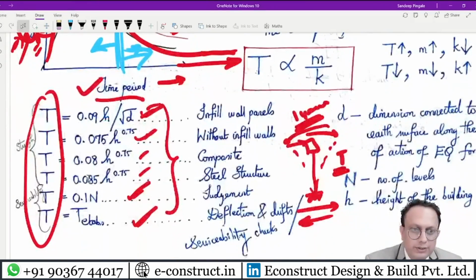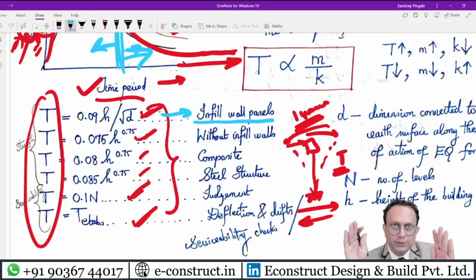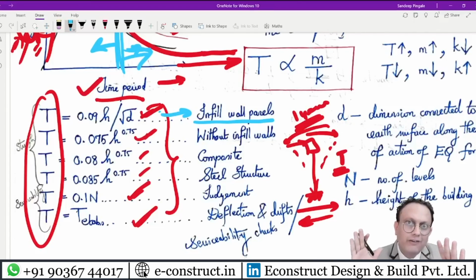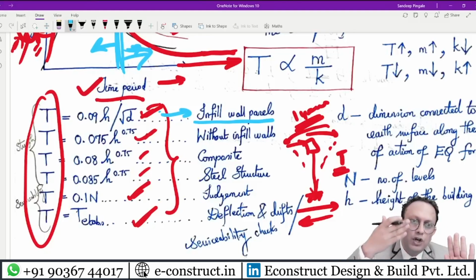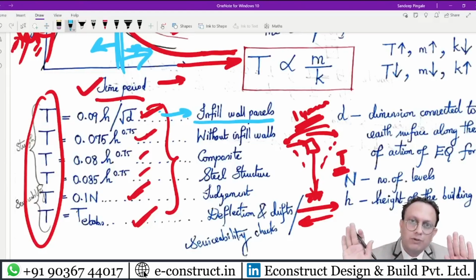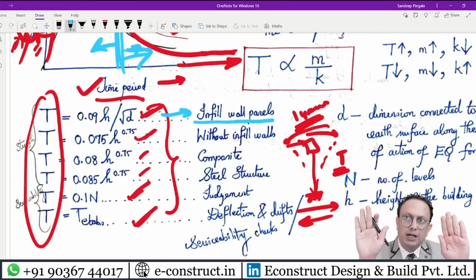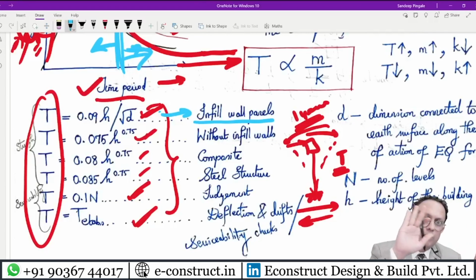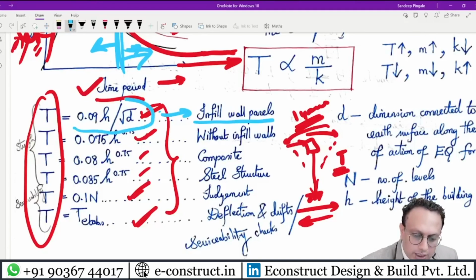What is that all about? This particular formula is for infill wall panels, meaning between the two columns, between the shear walls and between the frames, we have infill walls, some kind of partition walls like brick wall or block wall, not the glass wall. Whenever the earthquake comes, this wall will be transferring the amount of shear to the other wall. So this is the most conservative formula.